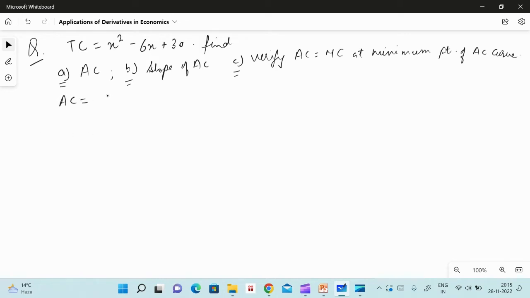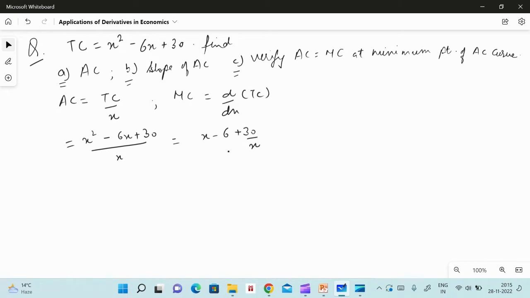We already have covered that the formula for average cost is total cost divided by x, right? And we are also very much aware of the formula of marginal cost, as we have already covered it. It is the derivative of total cost. First of all, we will calculate average cost, and then we will move toward the slope. So total cost is given as x square minus 6x plus 30 divided by x. If I calculate it further, I will get x minus 6 plus 30 by x. So this is the solution for my first part, that is average cost.